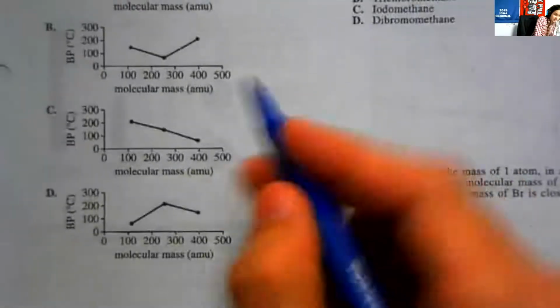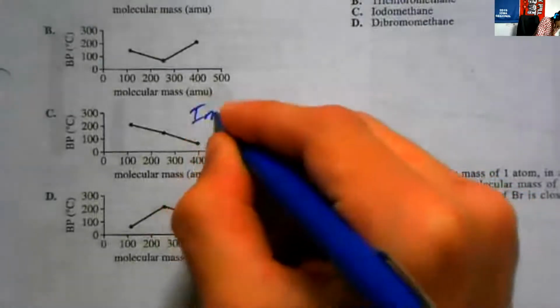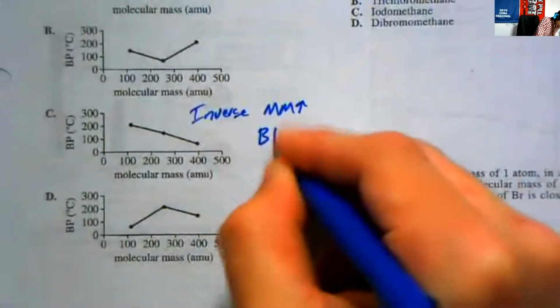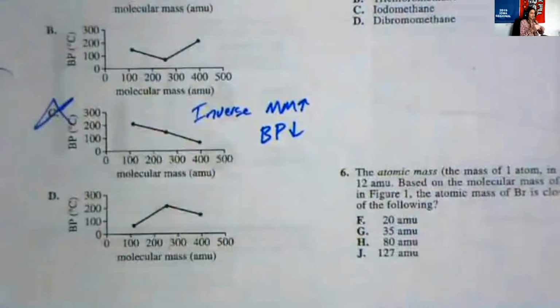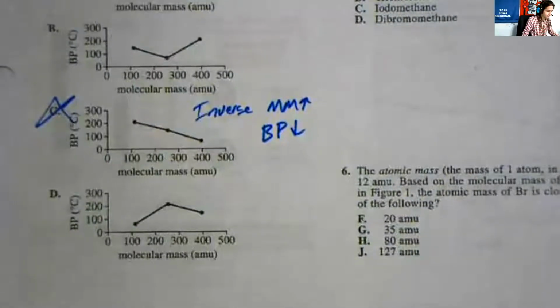Down here, C is not the correct answer, but this is representing something of an inverse. Whereas MM goes up and BP goes down. That is not the correct answer, but that is what an inverse relationship might look like. One thing increasing, the other thing decreasing. All right, so 3 down, 3 to go.